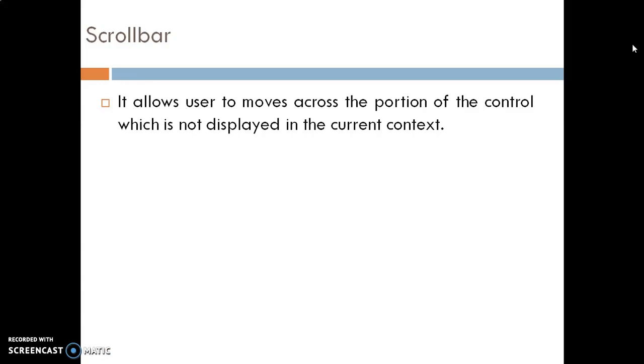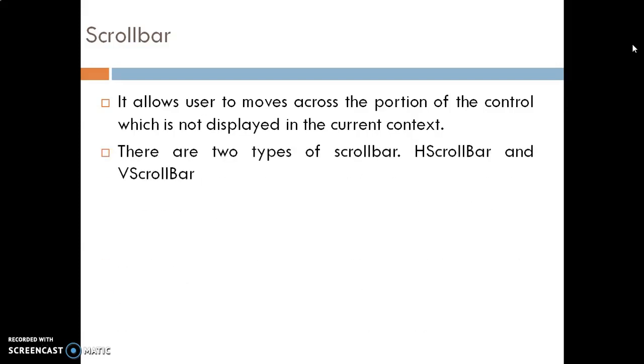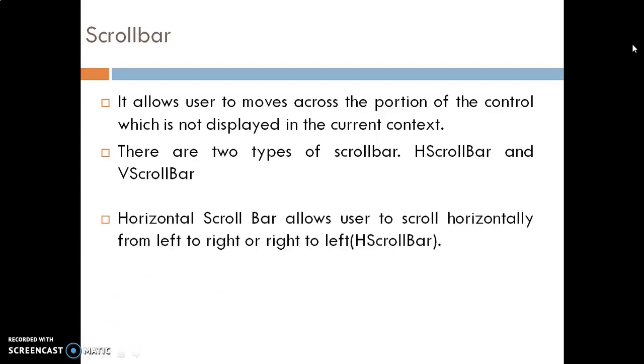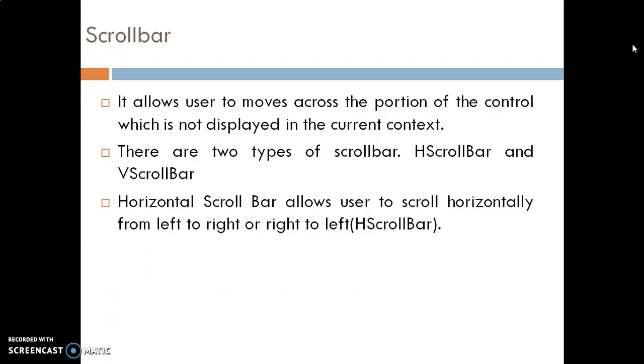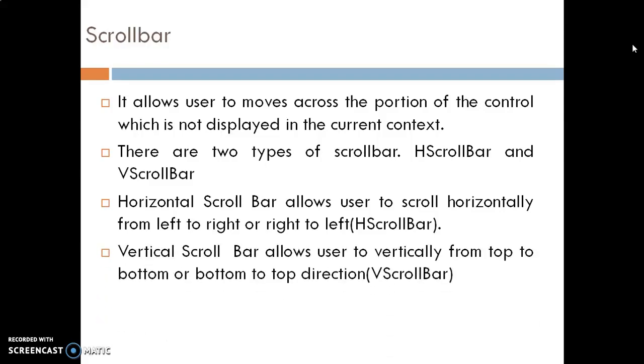Scroll bar allows user to move across the portion of the control which is not displayed in the current context. There are two types of scroll bar: horizontal scroll bar, which is H scroll bar, and vertical scroll bar, which is a V scroll bar. H scroll bar allows user to scroll horizontally, means from left to right or right to left. And vertical scroll bar same allows user to scroll vertically from top to bottom or bottom to top direction.